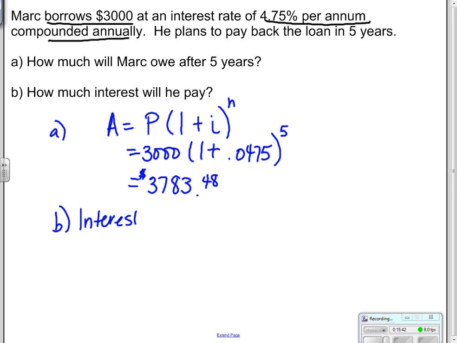The interest is the total owing, subtract what you actually borrowed, is $783.48.